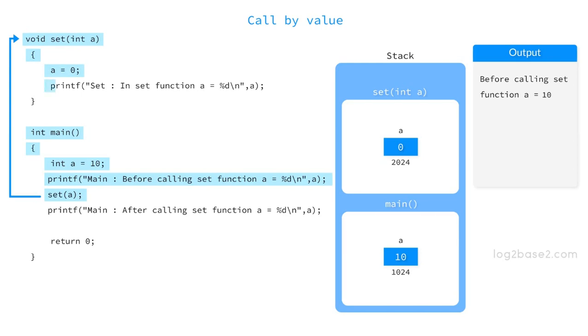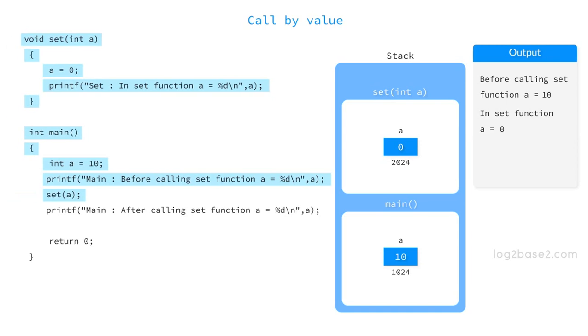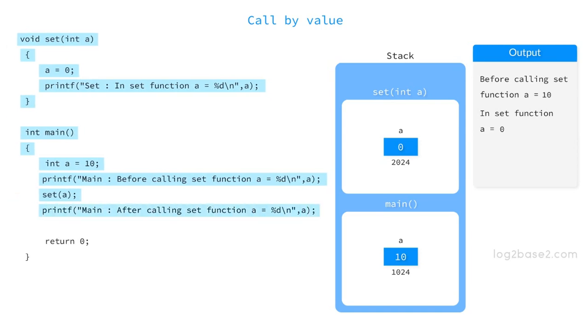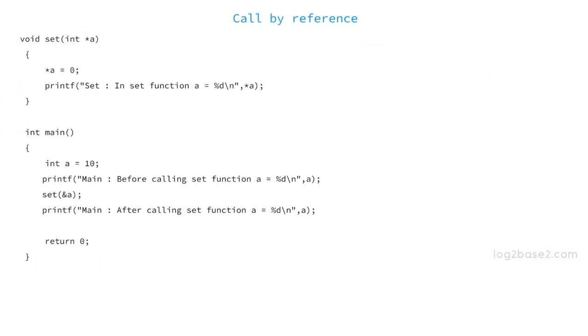Now we print in the set function "a equal to" and the value of a, which is 0. Now we return to the main function and we have a print statement which prints "after calling function a equal to" and the value of a, which is 10 again, because the modification made has no effect on this a. So this is the call by value parameter passing method. If we use call by value, then any change made in the called function will not reflect in the calling function.